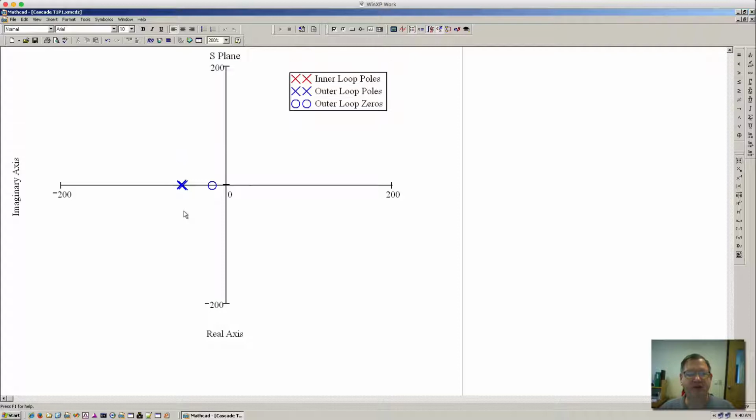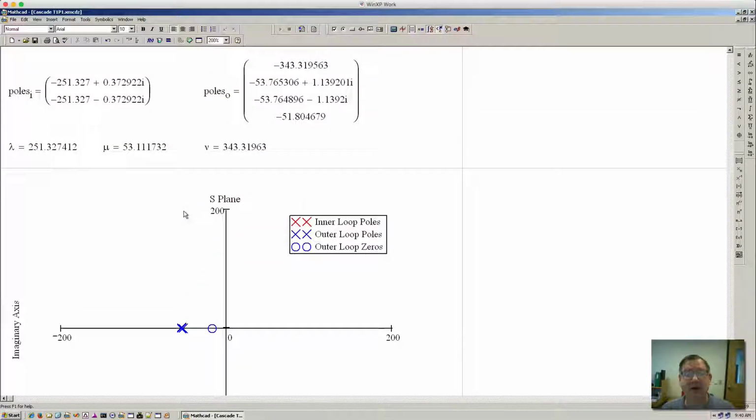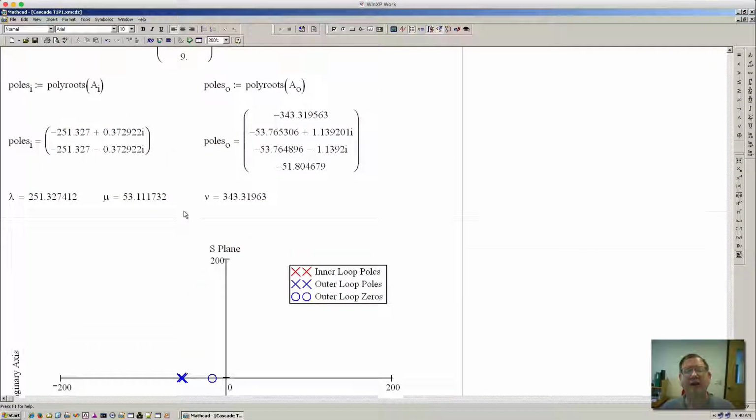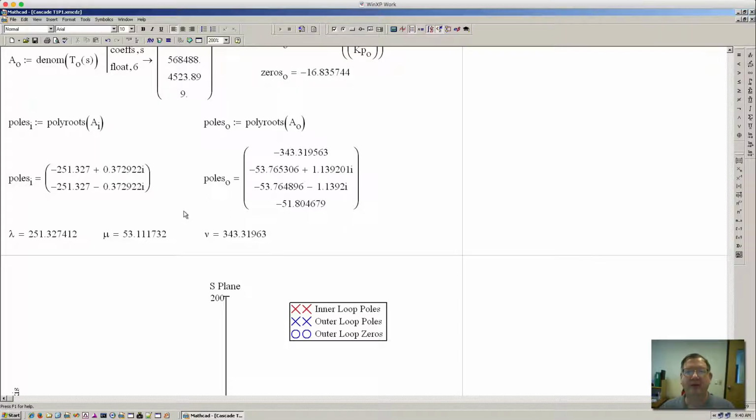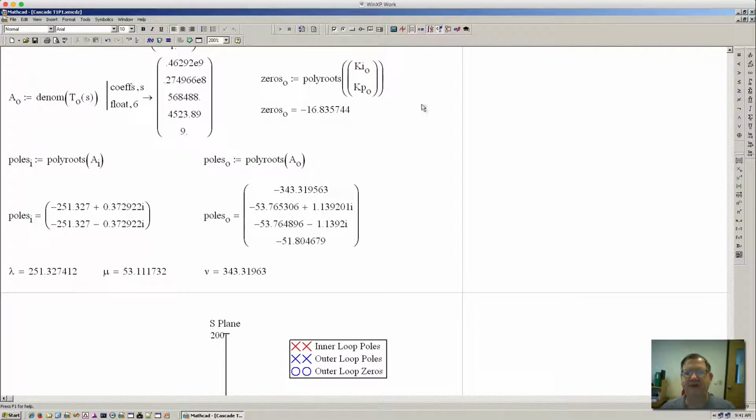So this is fairly simple. I think the key thing here is to realize that the outer loop gains and pole locations do not depend on the inner loop parameters, except for the lambda. That concludes this video.